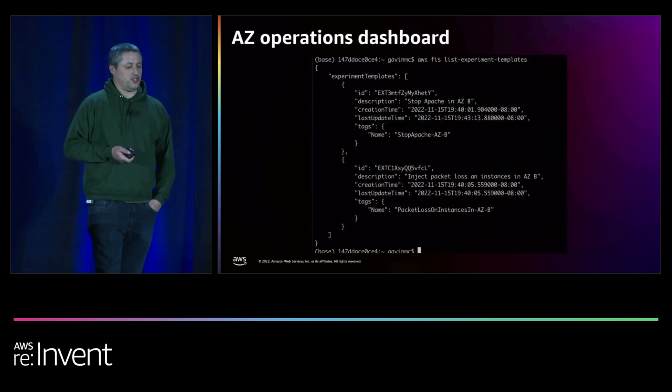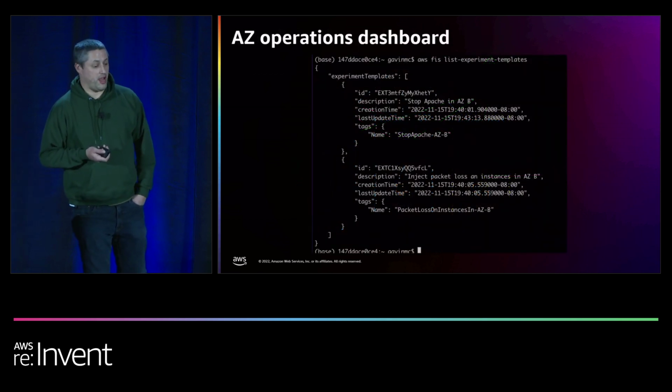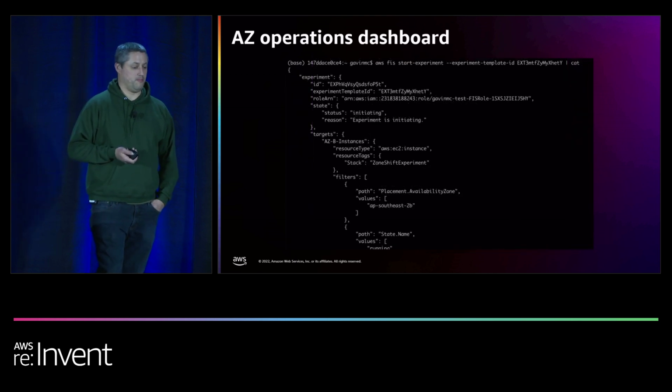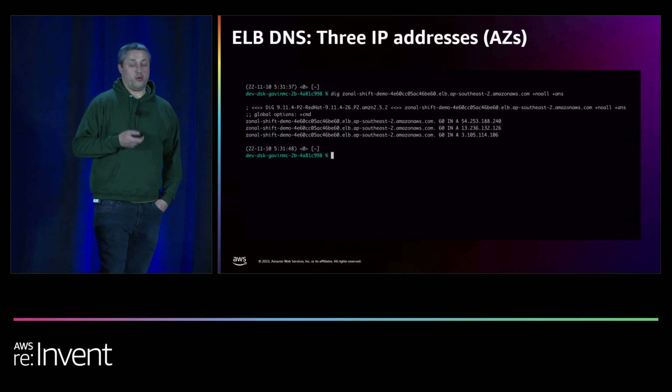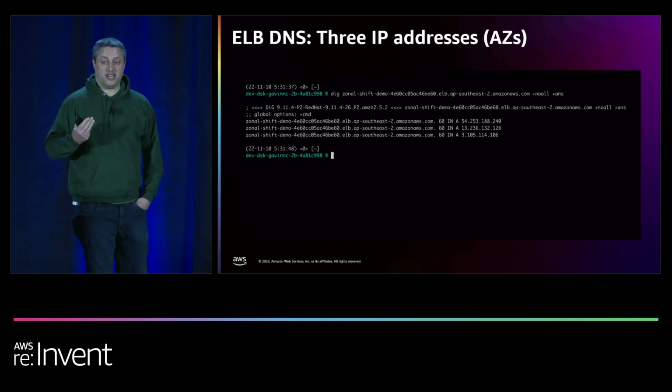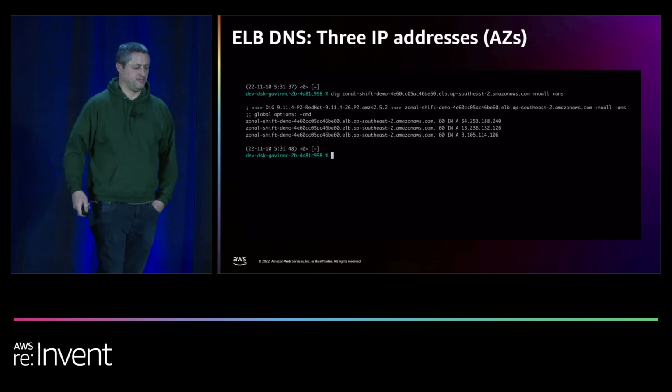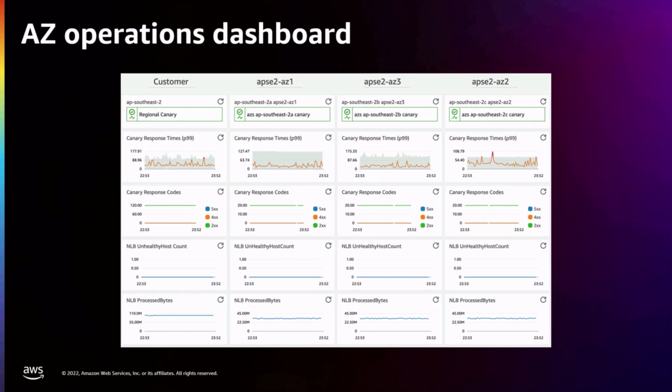So with Fault Injection Simulator, I have a couple of templates there. I can just list them and start one of them. At the start of the experiment, we can see there are 3 IP addresses in DNS for our NLB, and that the dashboard is largely clean. All AZs look the same.